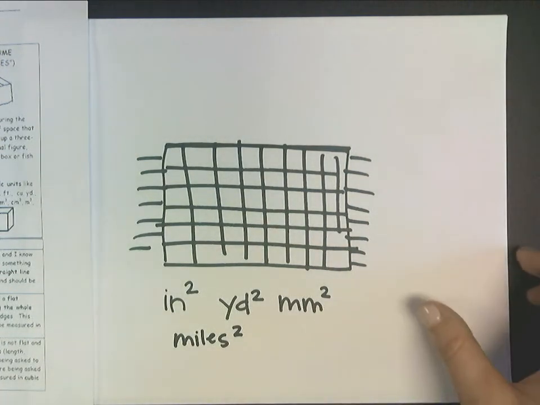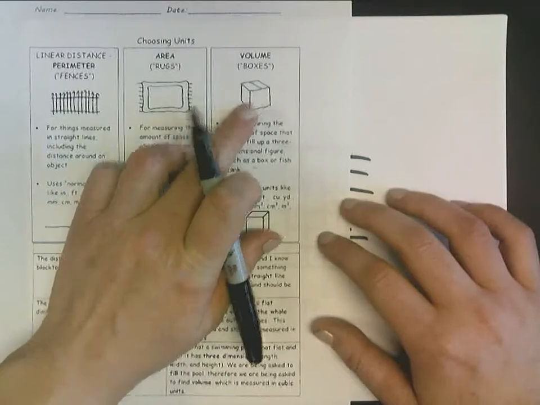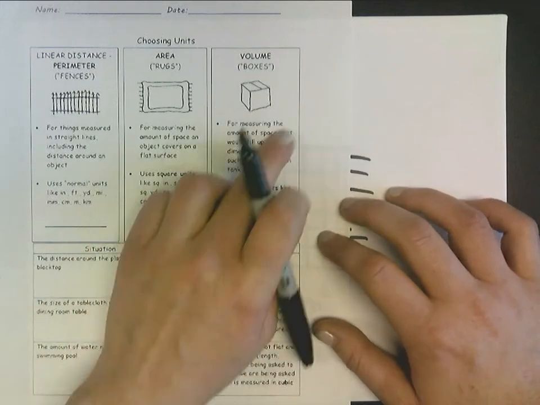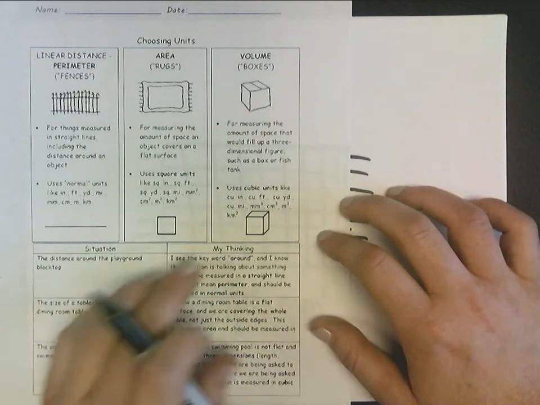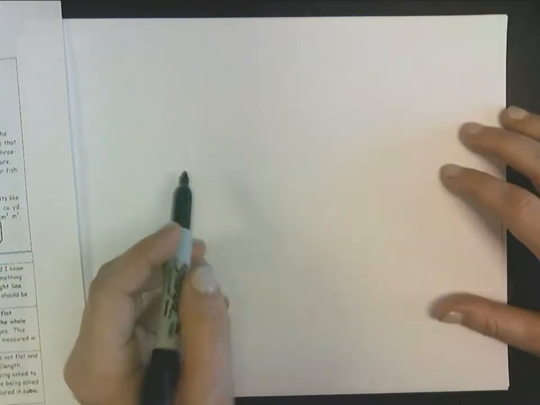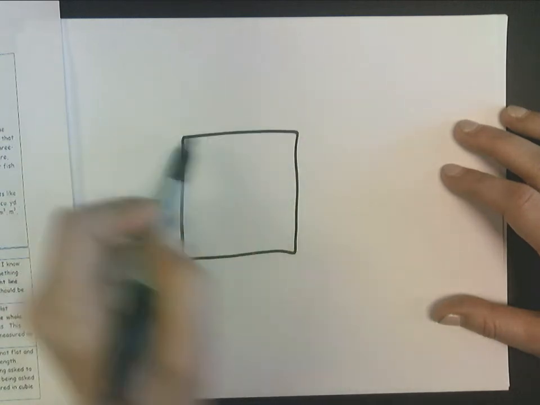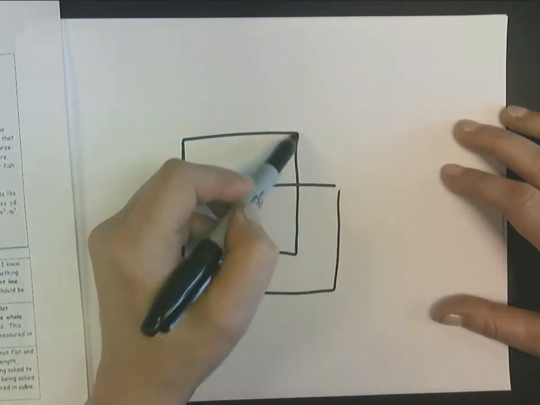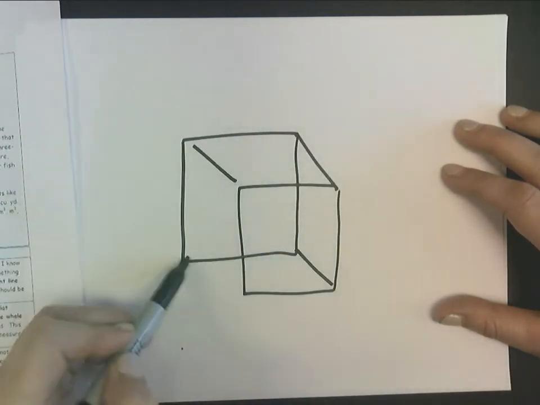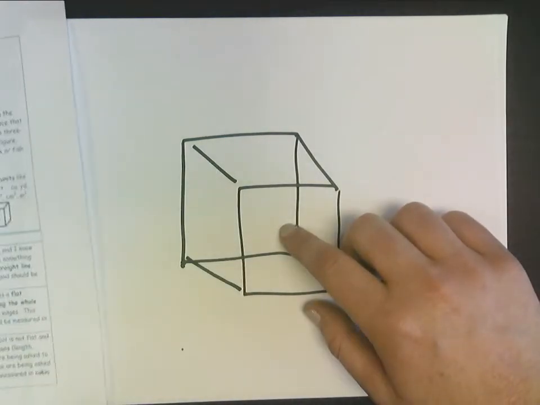Okay. The last one we're going to talk about on your notes here is volume. Volume measures how much is filled up. Now for volume, we're going to measure in a different kind of unit. So let's say that I had a nice little box that I wanted to fill up here. I'm moving and I want to figure out how much stuff I can fit in my box.